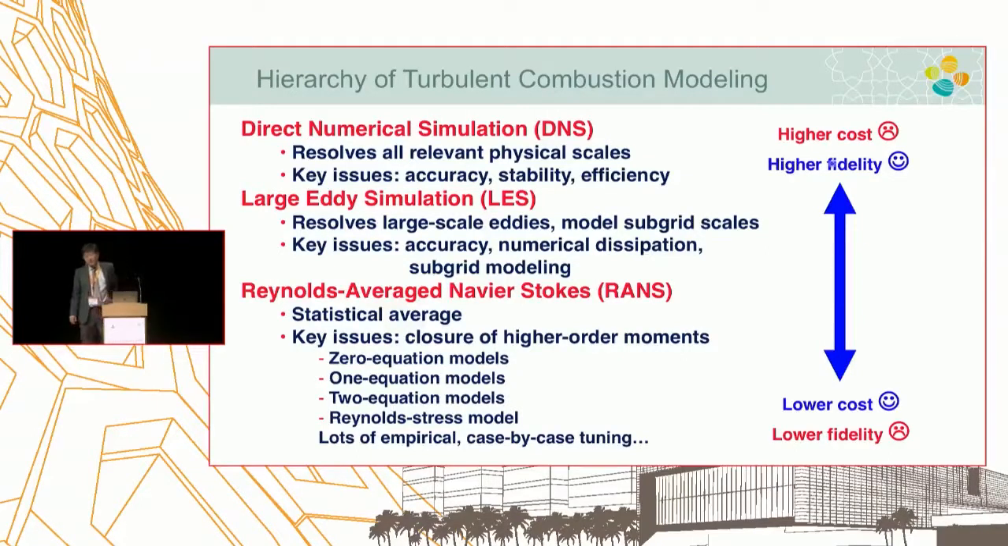The typical landmark DNS simulation today, combustion, usually eats up a good 10 million to 100 million hours on the supercomputers. So it's a little bit crazy.